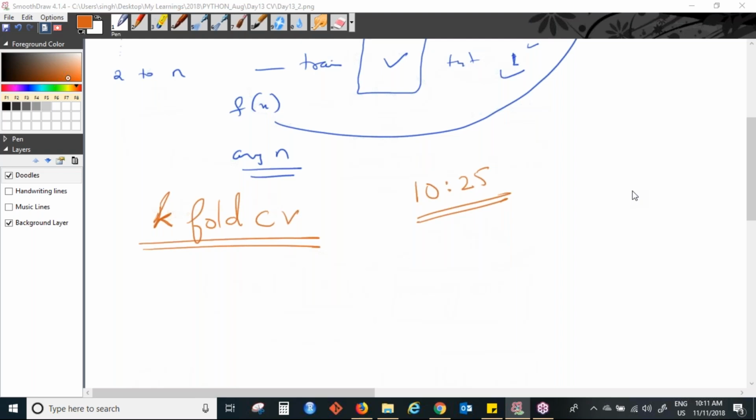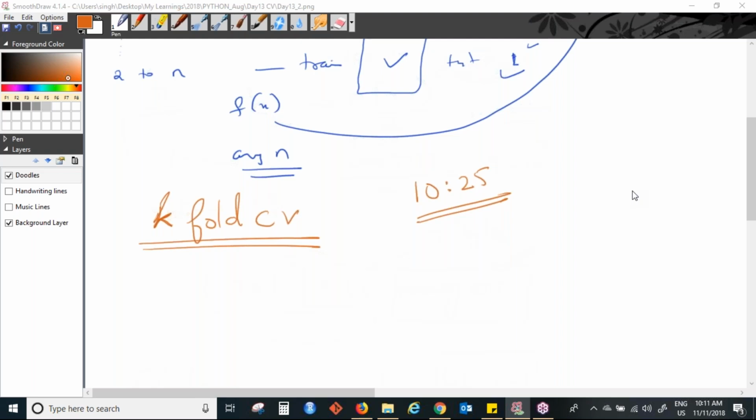Okay, now what would I do? I will train my model on the first 4 parts. So 1, 2, 3, 4. And I will create a mock test. Forget about the real test. I'll create a test data which will have the 5th part. So this fold is nothing but part; it is k-part cross validation. So I will train the model on the first 4 parts and I will check the accuracy on the 5th part.